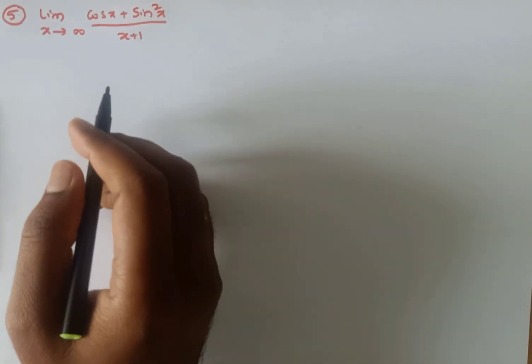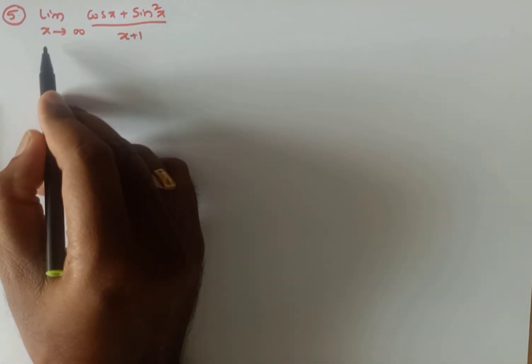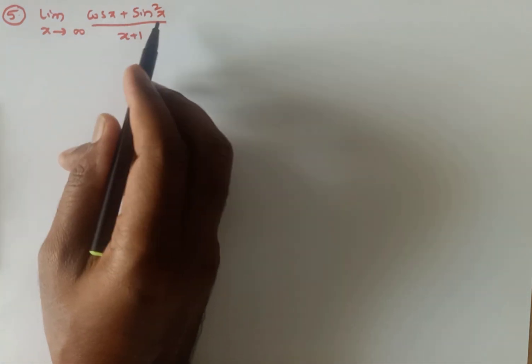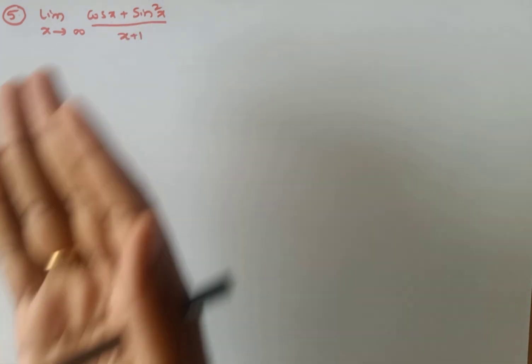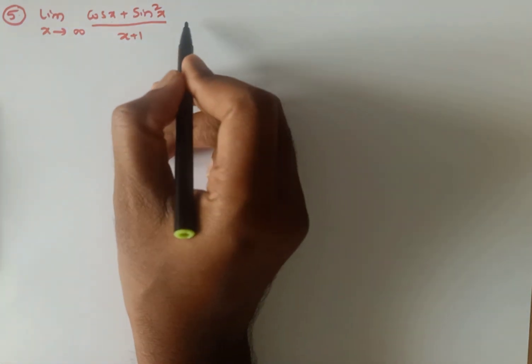So the last problem from this exercise: the limit as x tends to infinity of (cos x plus sin square x) by (x plus 1). We need to find the limit. Again it is a rational function, but the numerator contains trigonometric ratios, a combination of sine and cosine. Directly you can find the limits for cos x plus sin square x, or you can separate the limit also, no problem, right?